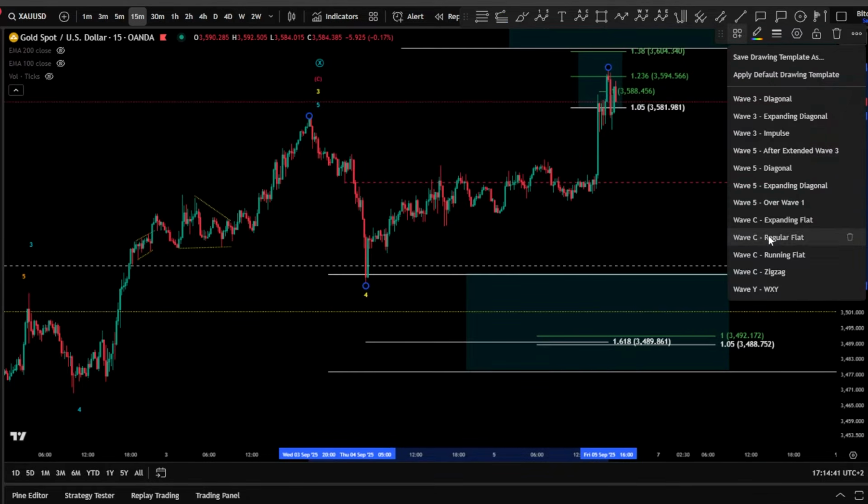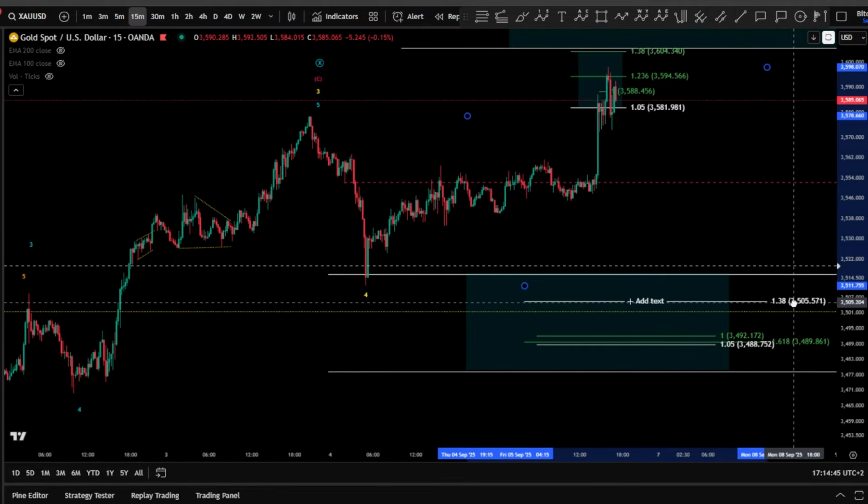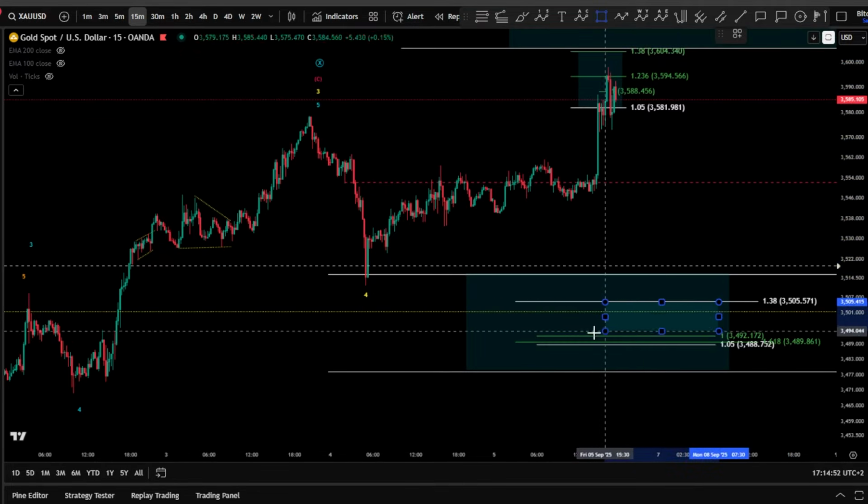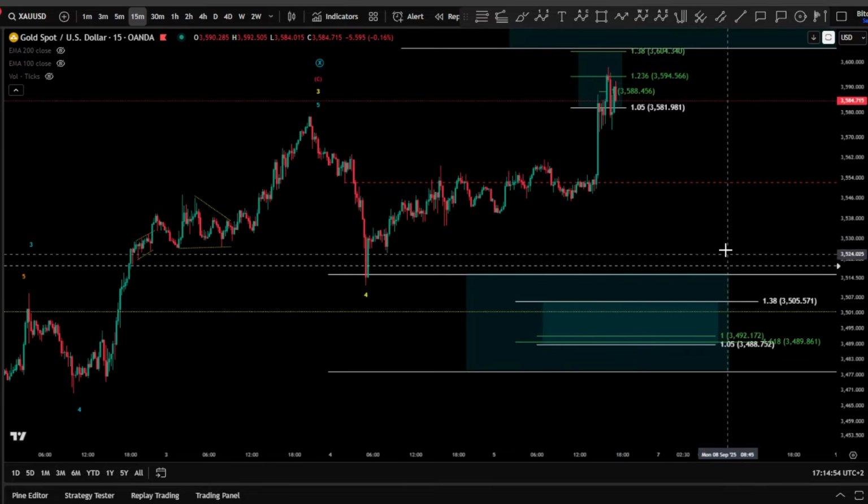As expected, nothing will change because the market always comes back to the same thing. Here we go. And you can see that the expanding flat might finish in the same area as it was expected for the zigzag before.